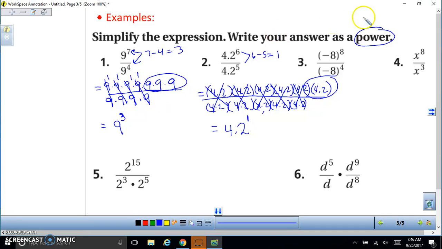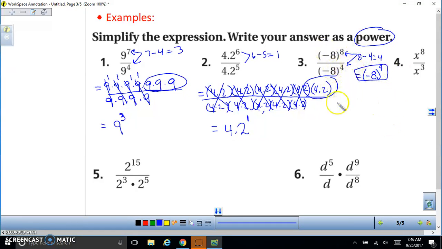Okay, negative 8. Sorry, problem number 3. Since negative 8 is in parentheses, remember, this is a negative 8 each time, and our rule, our shortcut, tells us that we are going to do 8 minus 4. So the answer to this one is parentheses. Make sure you have that parentheses. Negative 8 to the, what's 8 minus 4? 4. Negative 8 to the 4th.